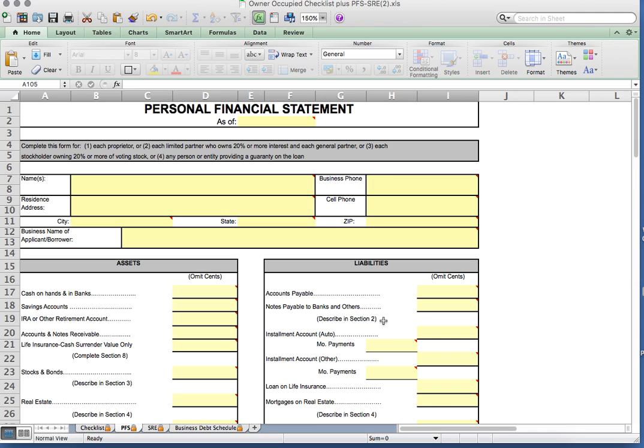So again, this is how to fill out a personal financial statement when you're borrowing money, whether this is an investor or owner-occupied. And again, it's critical to fill all these forms out because it's part of the underwriting and analysis process.